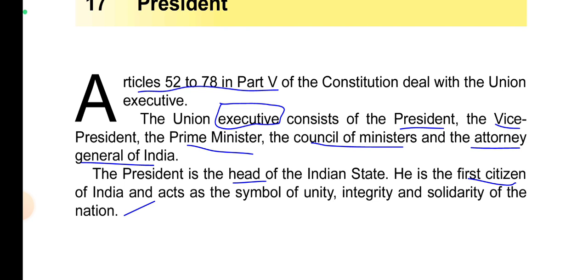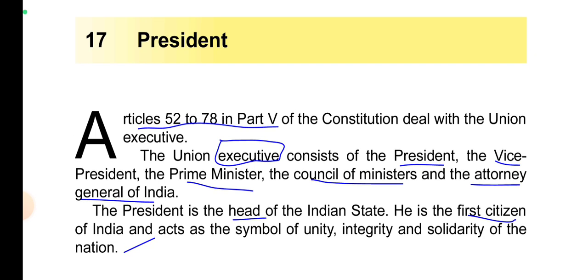The Union Executive consists of the President, the Vice President, the Prime Minister, the Council of Ministers and the Attorney General of India. So they are the Union Executives: President, Vice President, Prime Minister, Council of Ministers and Attorney General of India. The President is the head of the Indian state. He is the first citizen of India and acts as the symbol of unity, integrity and solidarity of the nation.